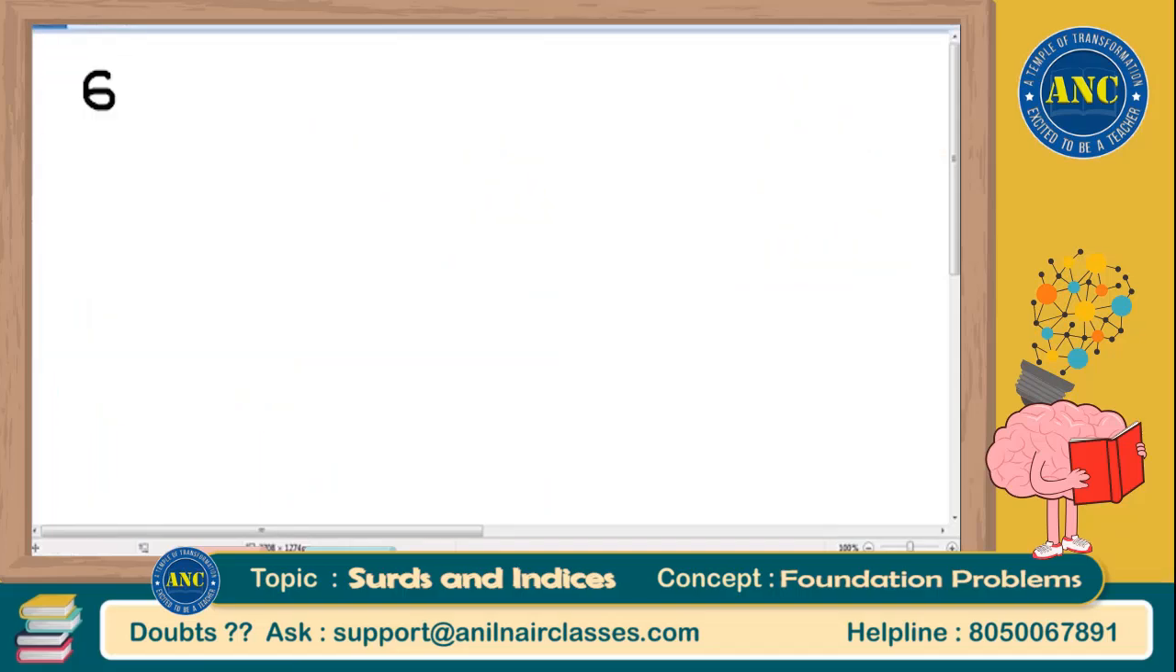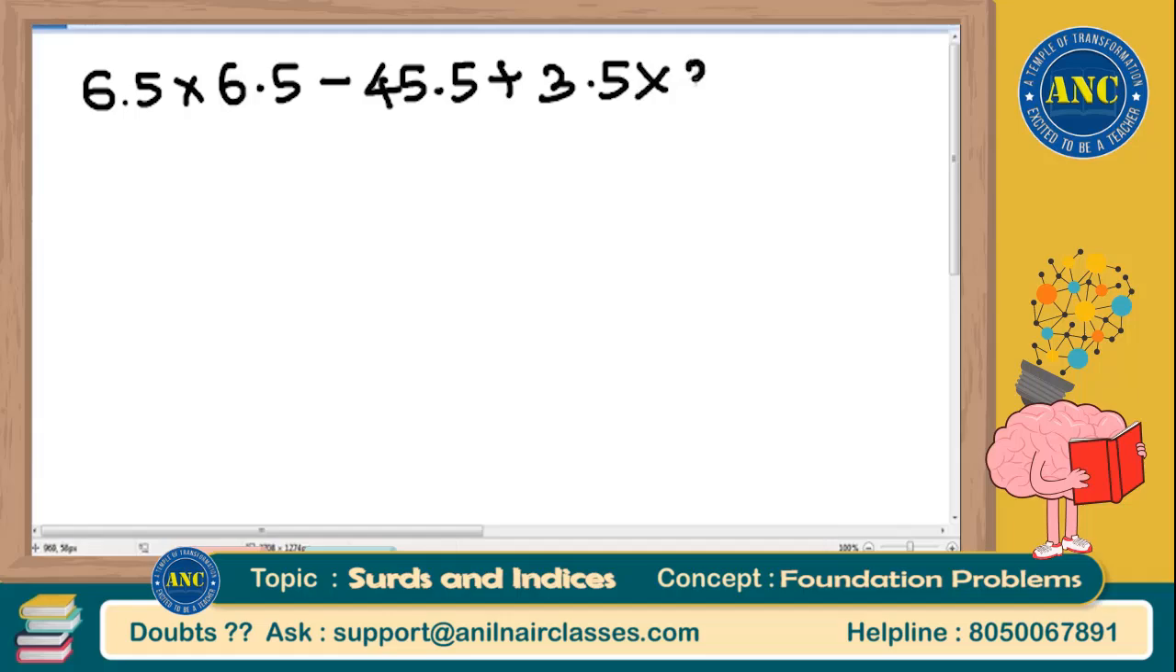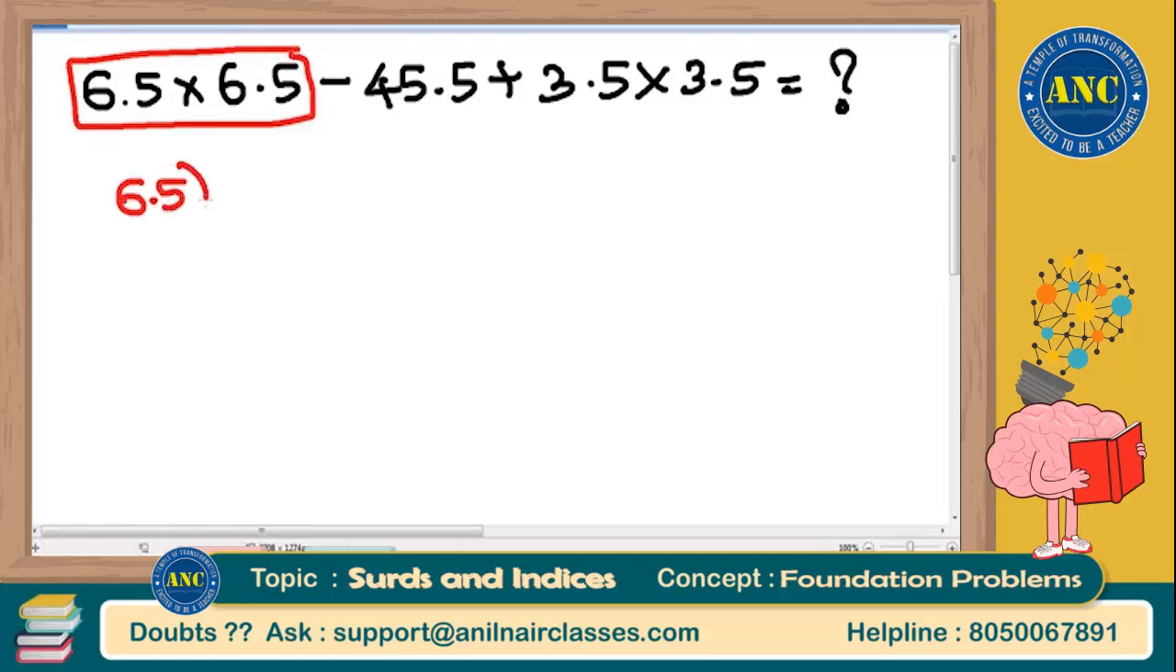Now see here, sir, this is the question. Your question is: 6.5 into 6.5, minus 45.5, plus 3.5 into 3.5. I need to find the value of this. You need not worry about these kinds of questions. Whenever they give it like this, definitely this will be a square, so I can write it as 6.5 whole square. Definitely this will be b square, so I can write it as 3.5 whole square.